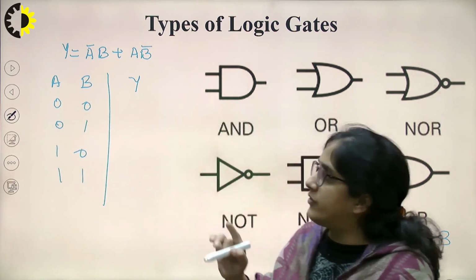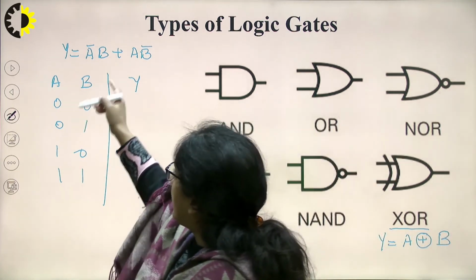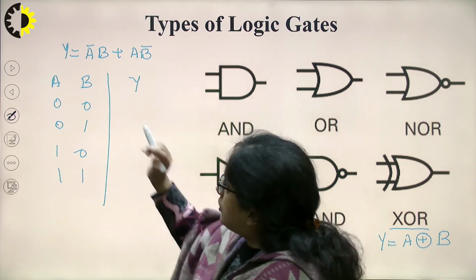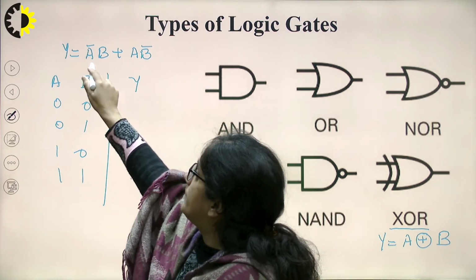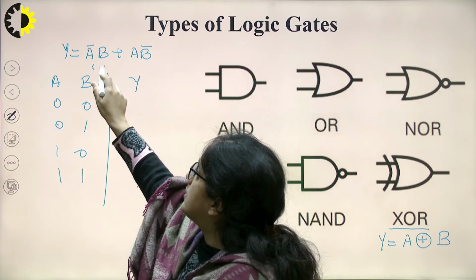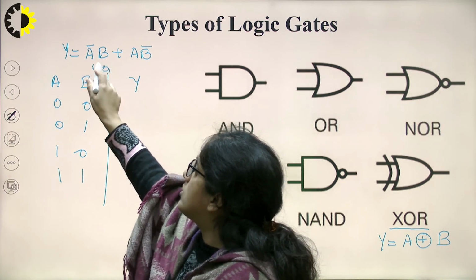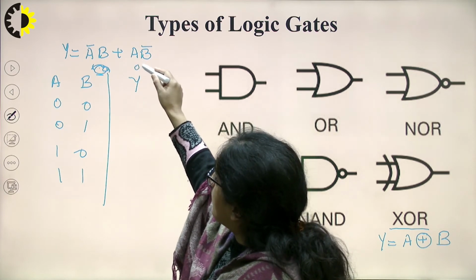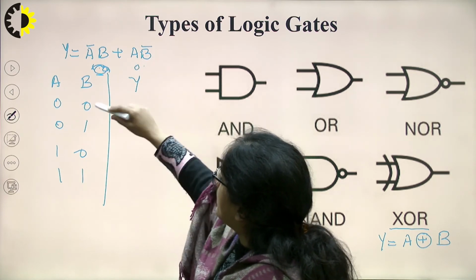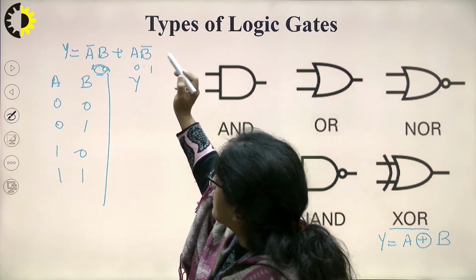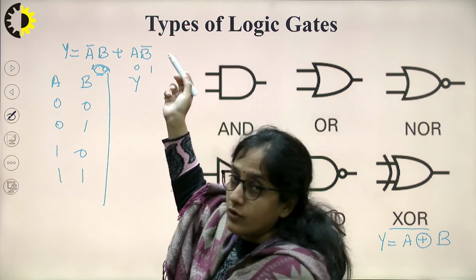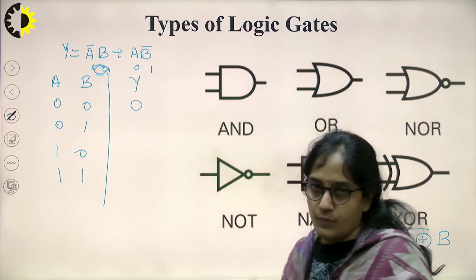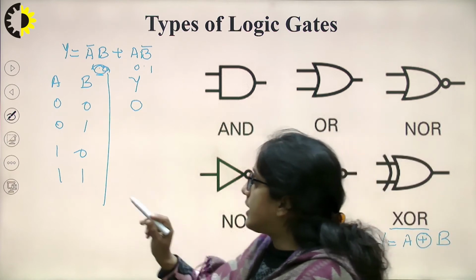Now we substitute these values here and we will find the output Y. Okay. So, A is 0, the complemented version will be 1, but multiplied with 0, so the result will be 0. Similarly, here A is 0 multiplied with the complemented version of B, that is B complemented means 1, and when we multiply 0 with 1, the result will be 0. So, overall the result will be 0. Okay. Now, take the second case.